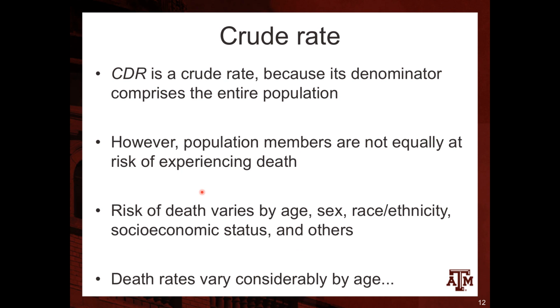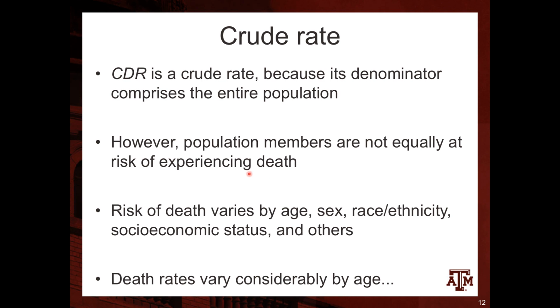And why is the CDR, the crude death rate, called a crude rate? Because the denominator has the entire population. So we are not only talking about a specific subgroup of the population. The denominator has the entire population. So that's why it's called a crude rate. But we know that different subgroups of the population are not equally at risk of experiencing death as other subgroups. So it would be good to have in the denominator specific subgroups of the population, and then in the numerator of this formula, we would have deaths for that specific subgroup.